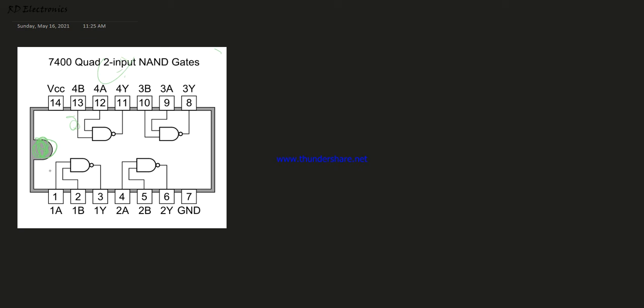Using this symbol we can identify the IC pin numbers. Otherwise, any wrong connection will damage this IC. So this VCC we connect to plus 5 volt, this pin is grounded, and there are 4 logic gates available. That's why it is quad. That means 4 two input NAND gates. Okay.